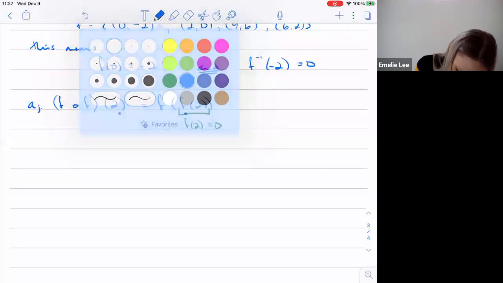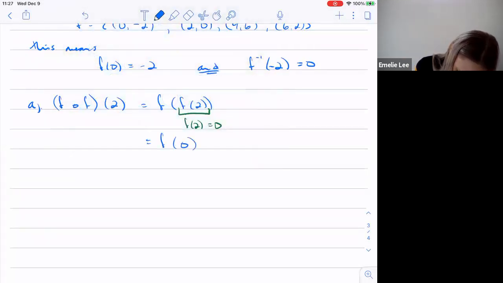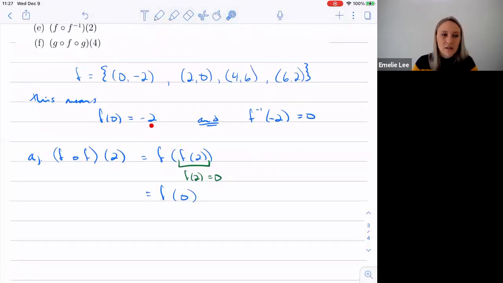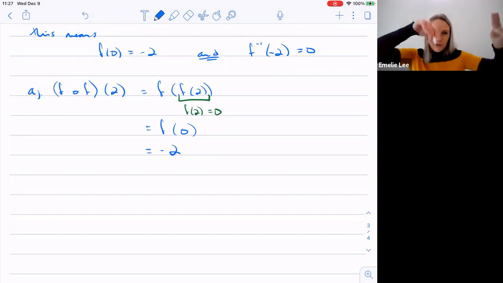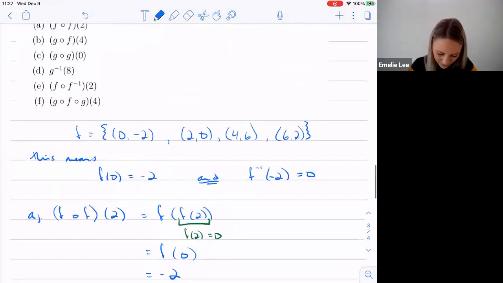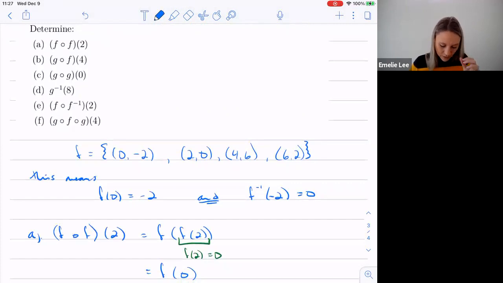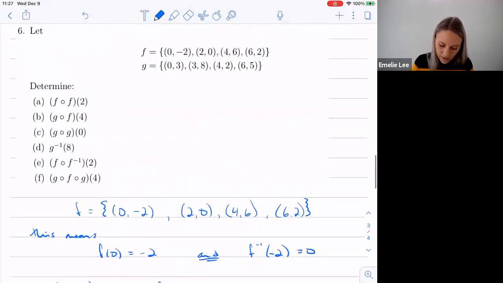So what we can write is f of 0, but f of 0 is -2, from here. So you can use it as a chain to go all around this thing. Let's go through all of these just so that we have them. But you use the same idea. f of 4 is going into the function g, so f of 4 is 6. So now I'm taking g of 6. g of 6 is 5.